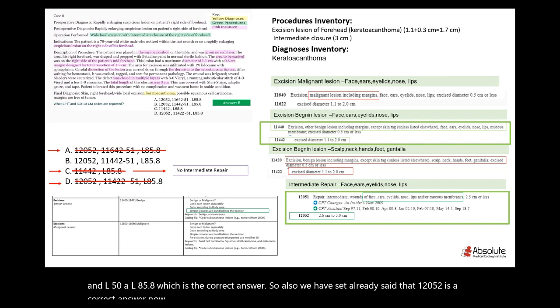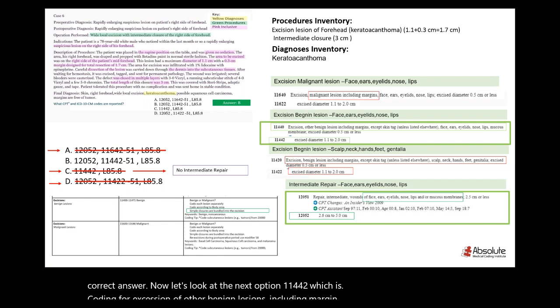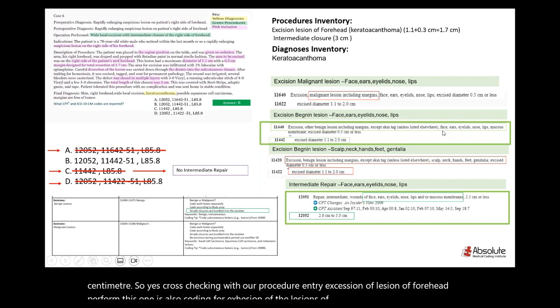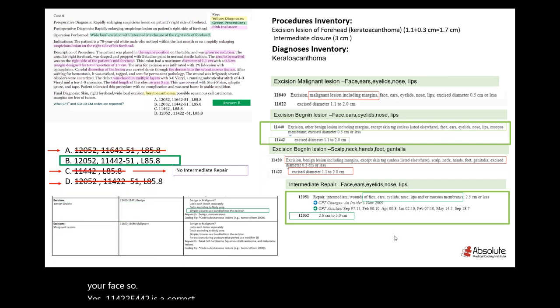Now let's look at the next option, 11442, which is coding for excision of other benign lesions, including margins, except skin tags, face, ear, eyelid, nose, lip, mucous membrane, and the excised diameter is going to be 1 to 2 centimeters. Cross-checking with our procedure inventory, excision of a lesion of the forehead was performed. This one is also coding for excision of lesions of the face. Forehead belongs to your face. So yes, 11442 is the correct answer.